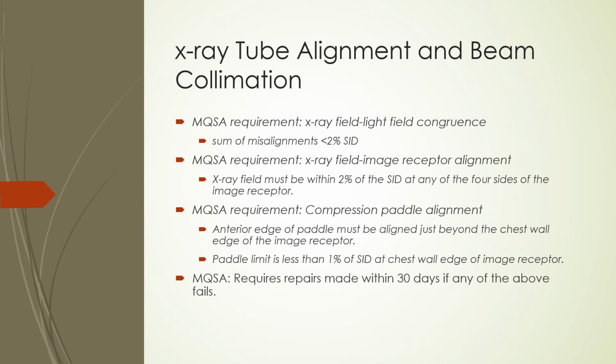The radiation field must extend to the chest wall side of the image receptor, but not beyond the image receptor by more than 2% of the SID. Another MQSA requirement is that the anterior edge of the compression paddle must be aligned just beyond the chest wall edge of the image receptor so it does not appear in the image. The paddle must not extend beyond the chest wall side of the image receptor by more than 1% of SID.